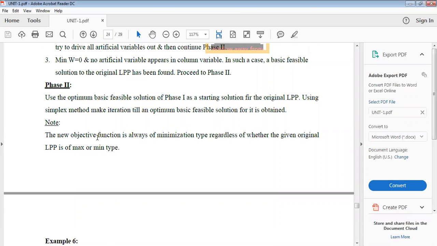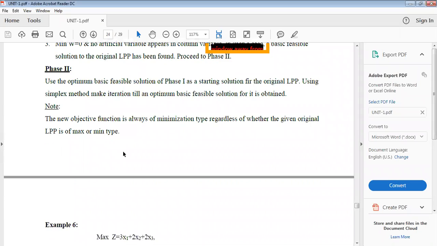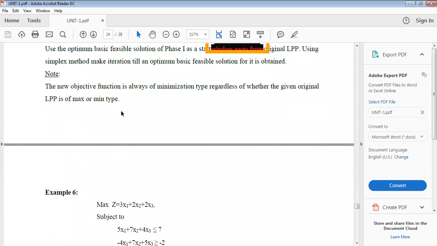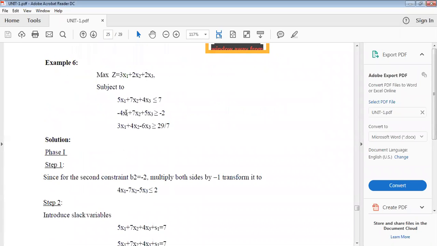Note that the new objective function is always of minimization type, regardless of whether the original given LPP is maximum or minimum type. So the new objective function in phase two is always a minimization type, regardless of whether the original LPP is maximum or minimum. This is a new condition. Now we come to the example here.